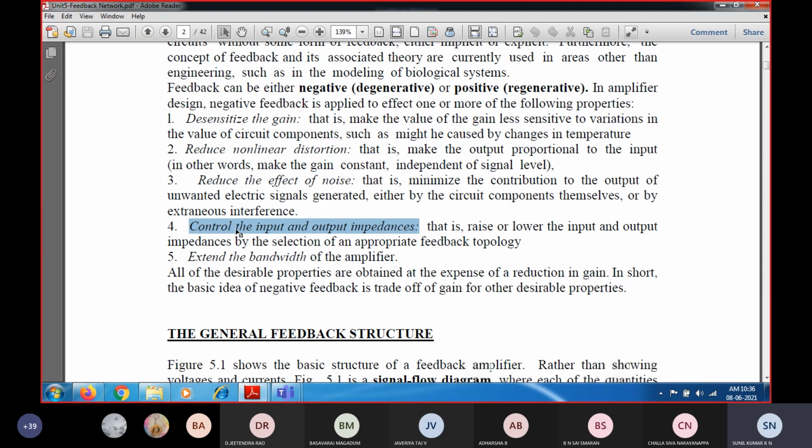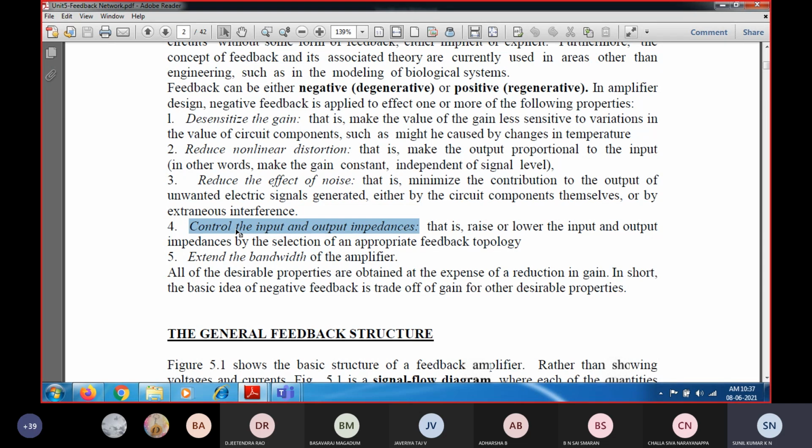So suppose you are considering the common source amplifier. The input impedance is between the gate and source. Ideally, it will be infinity because there will be no current flowing. So that means the input impedance will be high, equal to infinity.